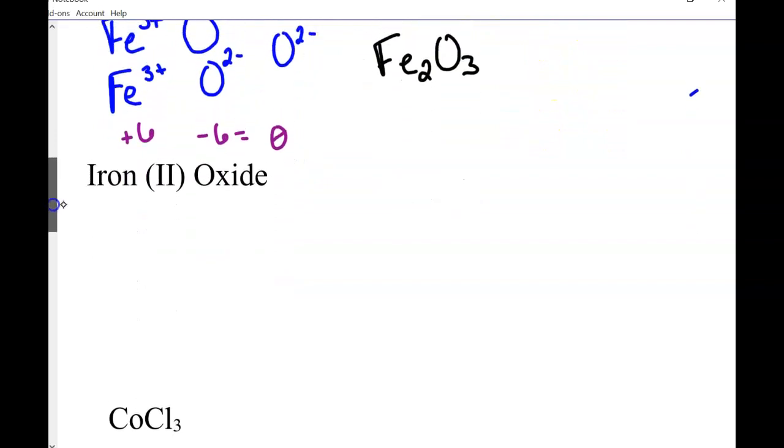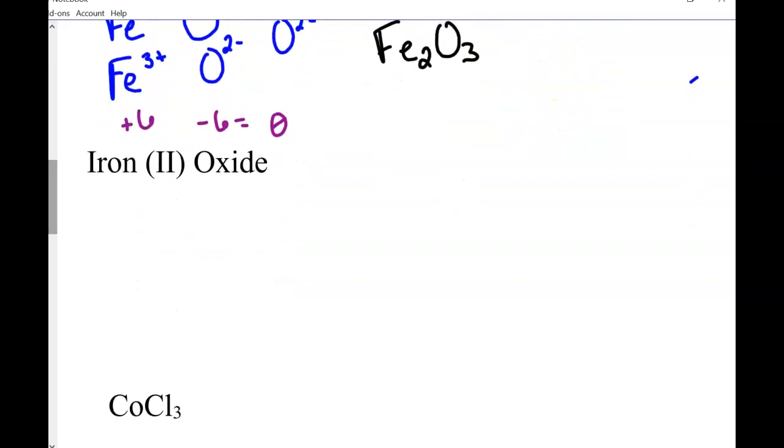All right, let's try another example. Our next example is going to be iron 2 oxide. So go ahead and pause the video and see if you can figure out what the ions are and what the charges are on iron 2 oxide.